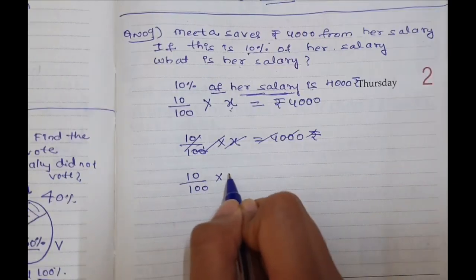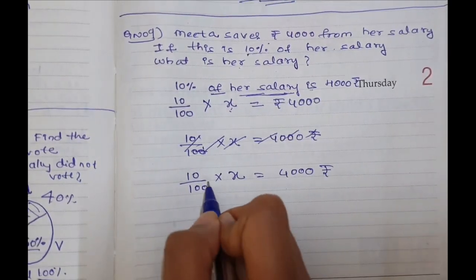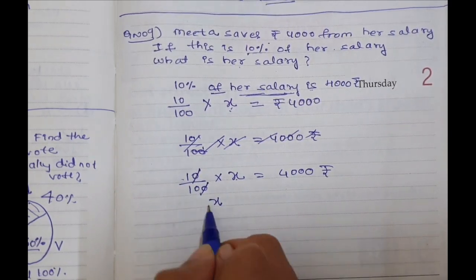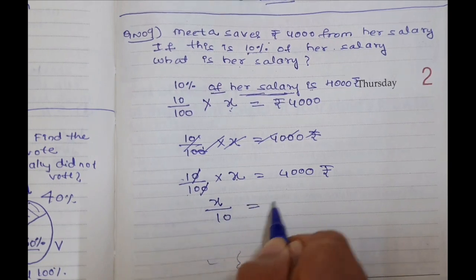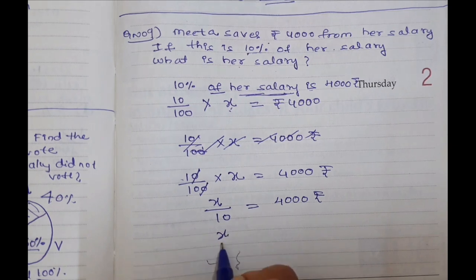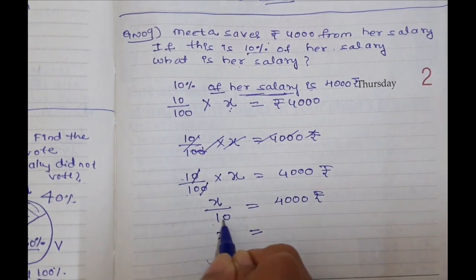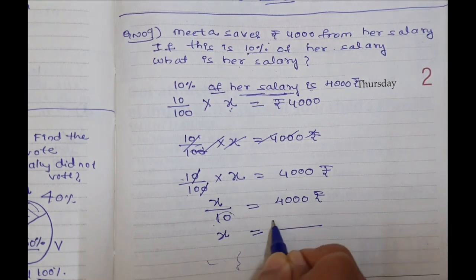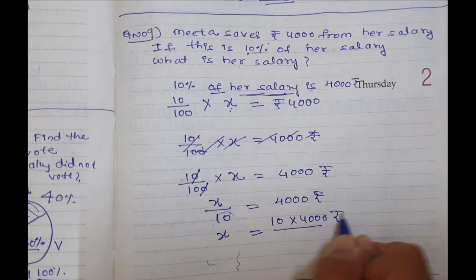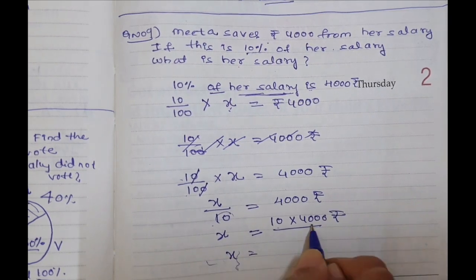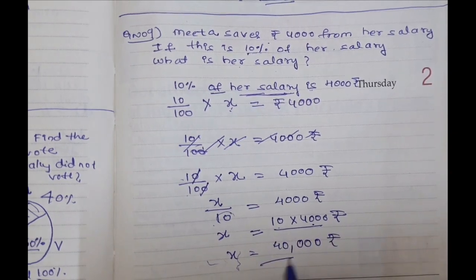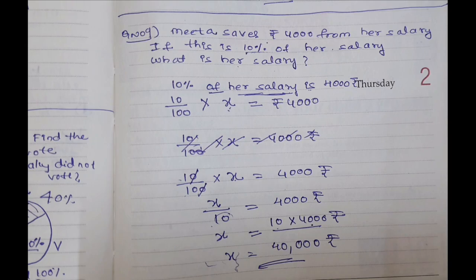Once again, 10 divided by 100 into x is equal to 4,000. We have to simplify this. This 0 got cancelled. X into 1 is how much? X itself. Divided by 10 equals 4,000 rupees. Okay. Now let me keep the x in the LHS only, but let me move the 10 from LHS to RHS. So this will be 10 into 4,000 rupees. X is equal to 10 into 4,000, which means 40,000 rupees. So her actual salary is 40,000 rupees.